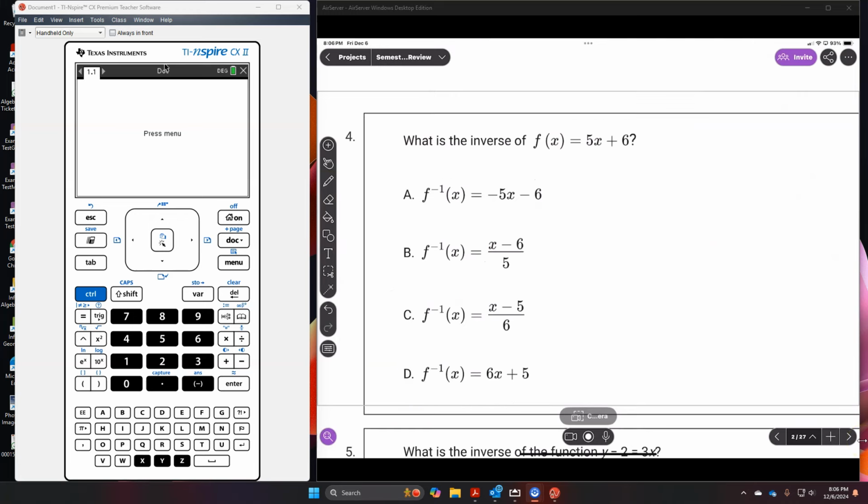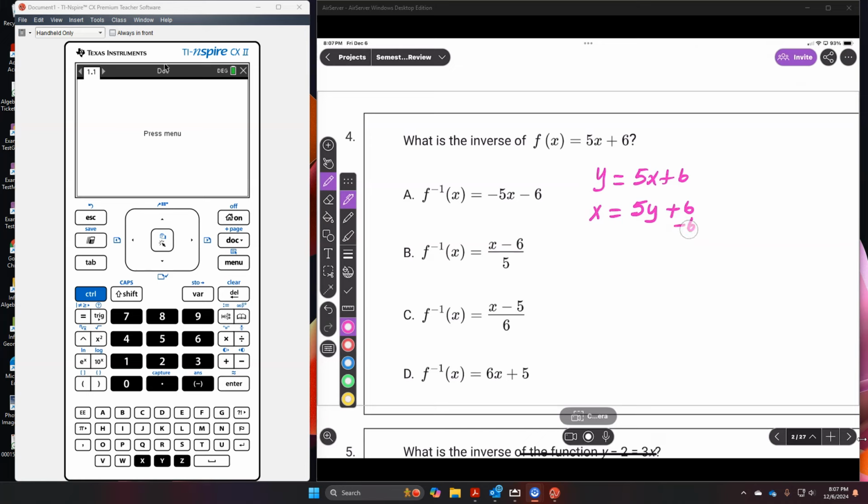What is the inverse of f of x equals 5x plus 6? So we're going to rewrite the f of x and replace it with y equals 5x plus 6. And now what you need to do is solve for y. Oh, you're going to switch first, I'm sorry. So you have x equals 5y plus 6. And then go through the process of solving for y.